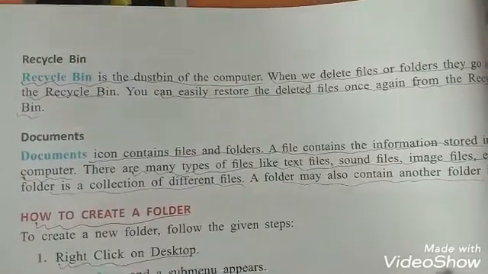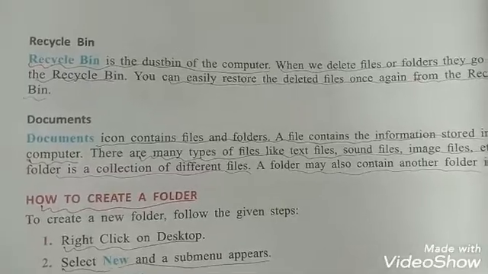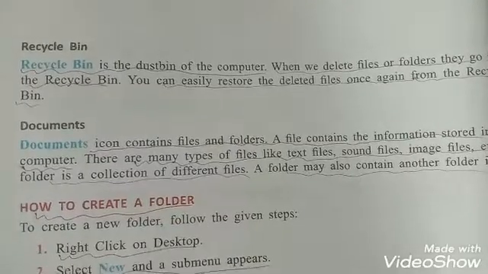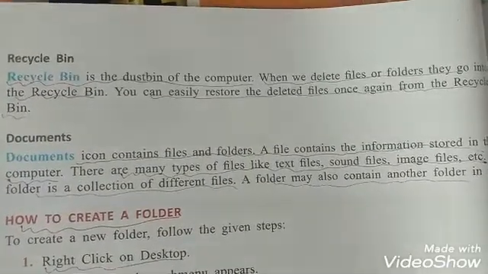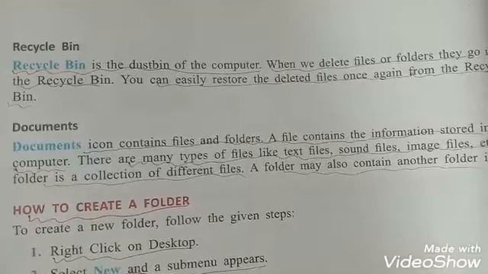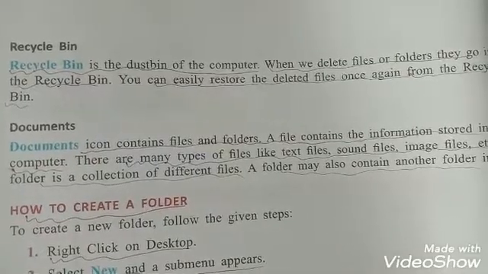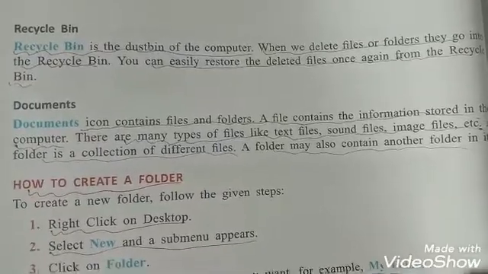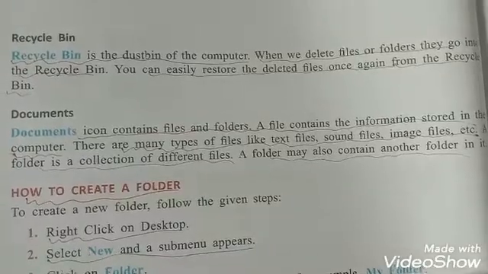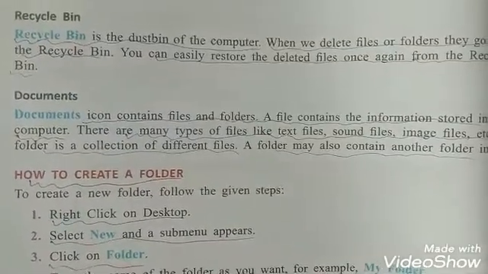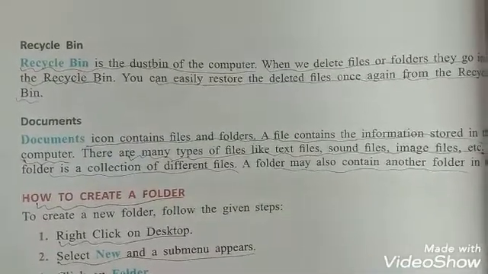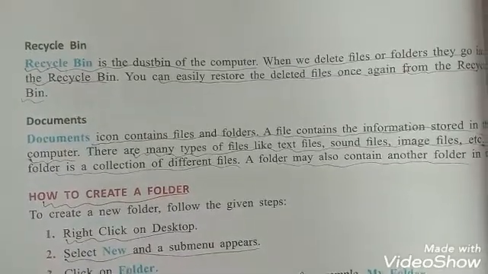Next topic is recycle bin. Recycle bin is also known as dustbin. When we delete a file, folder, or picture from the computer, it's stored in the recycle bin, and we can restore the data from the recycle bin. Next topic is document. Documents icon contains files and folders, and a folder is a collection of different files related to text, sounds, music, images, etc.